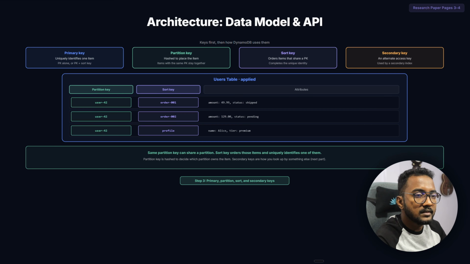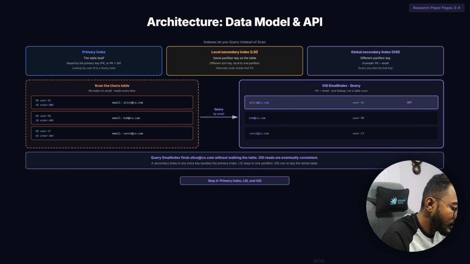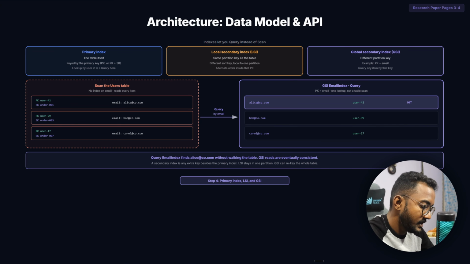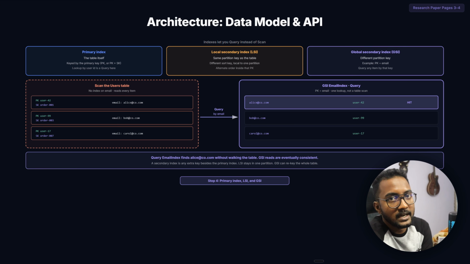Now that we have discussed the keys here, let's go into much more detail with the primary index, the local secondary index, as well as the global secondary index. These concepts are mentioned in the research paper. So what actually happens is that there is a concept of scanning, right?